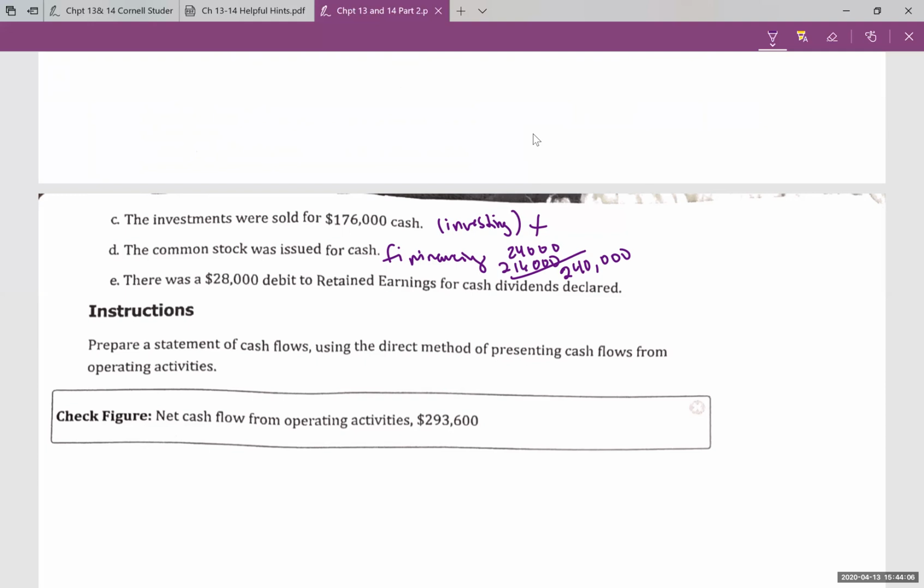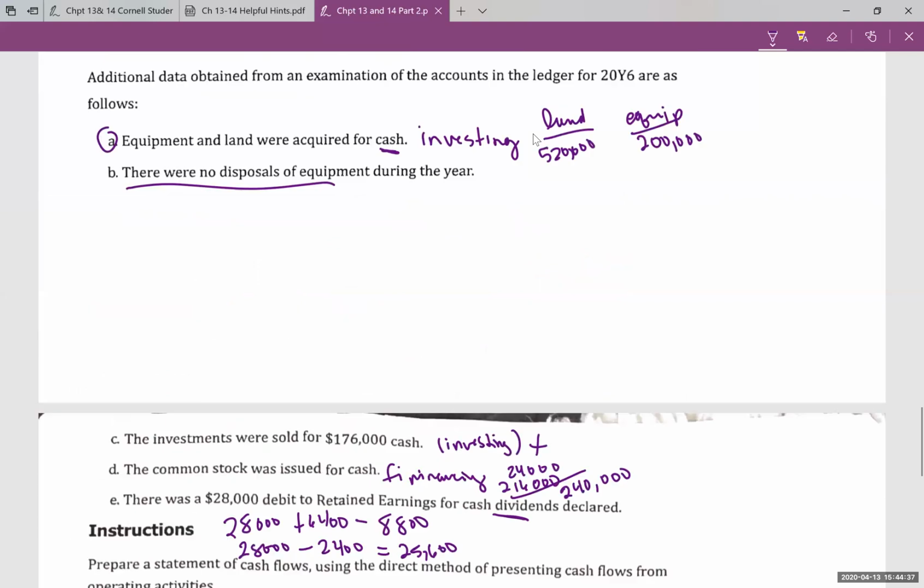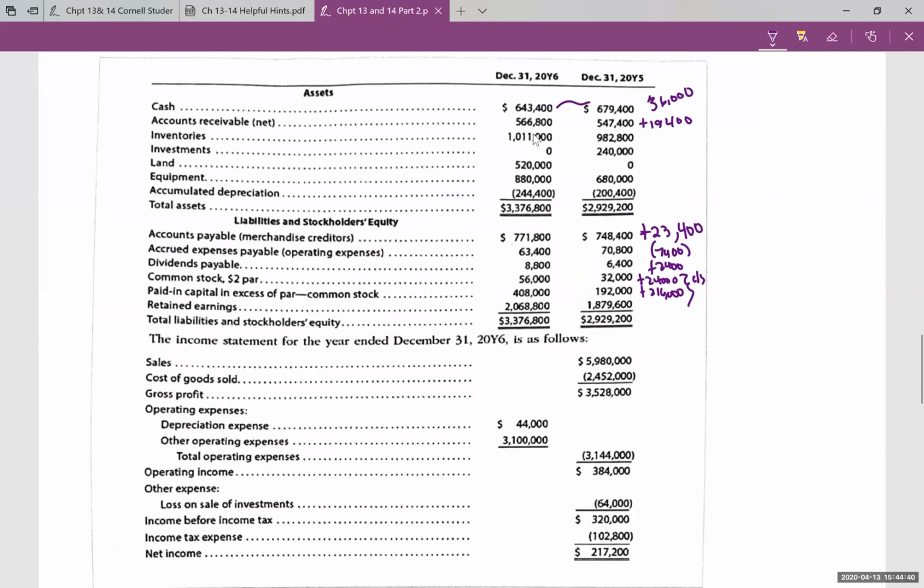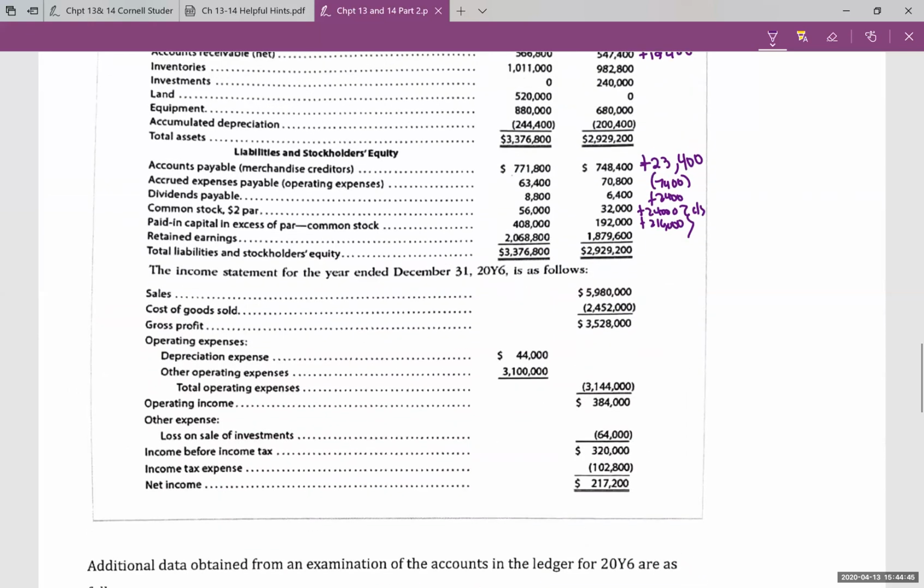there was a $28,000 debit to retained earnings for cash dividends declared. So making a couple calculations here, we had the 28,000 plus the 6,400 minus the 8,800. Or if you want to think of it this way, 28,000 minus 2,400 equals 25,600. That's the number we're going to use. And on that 6,400, I'll point that out here in a minute.